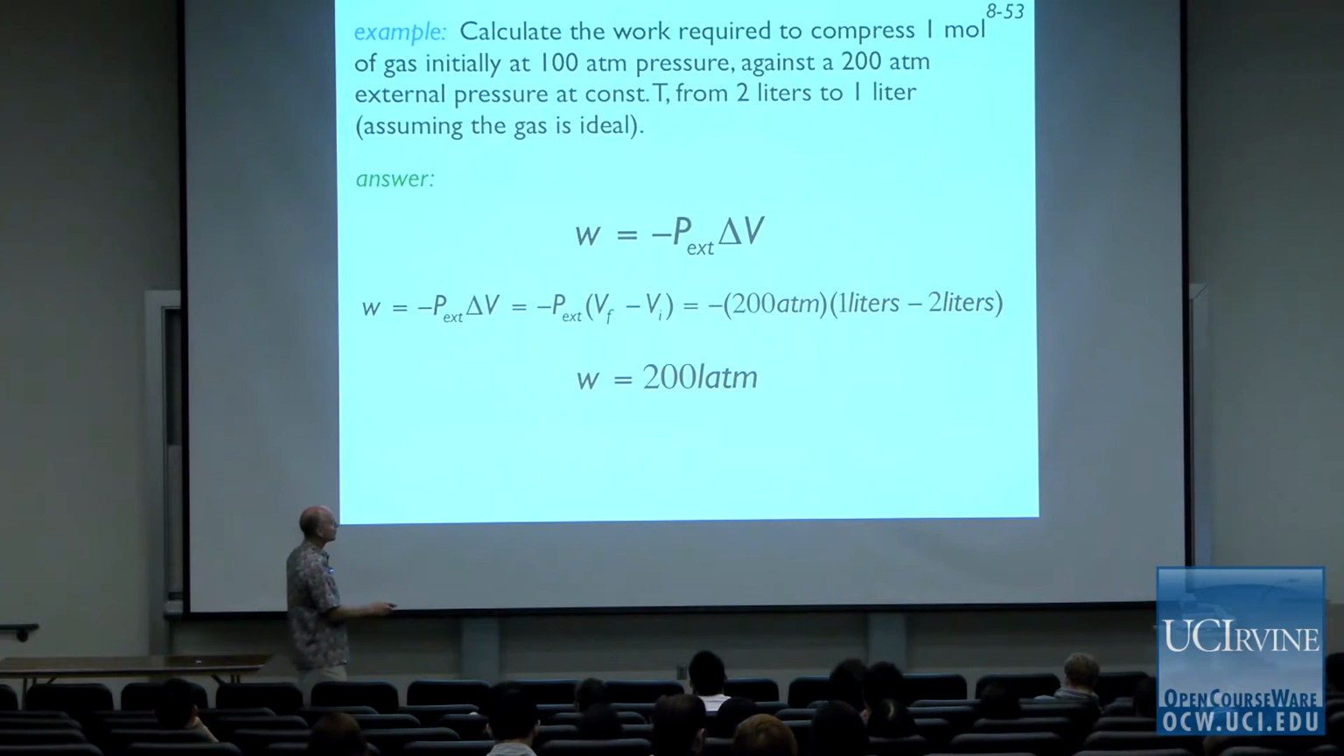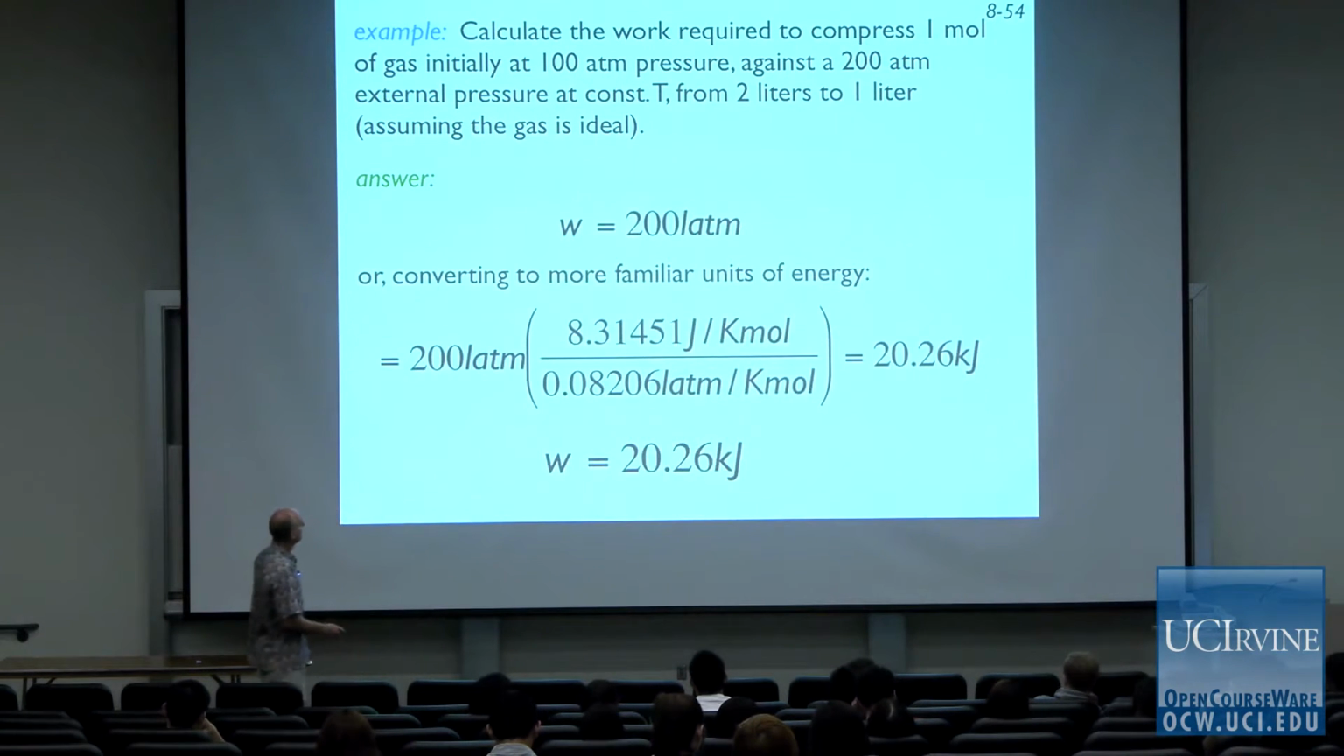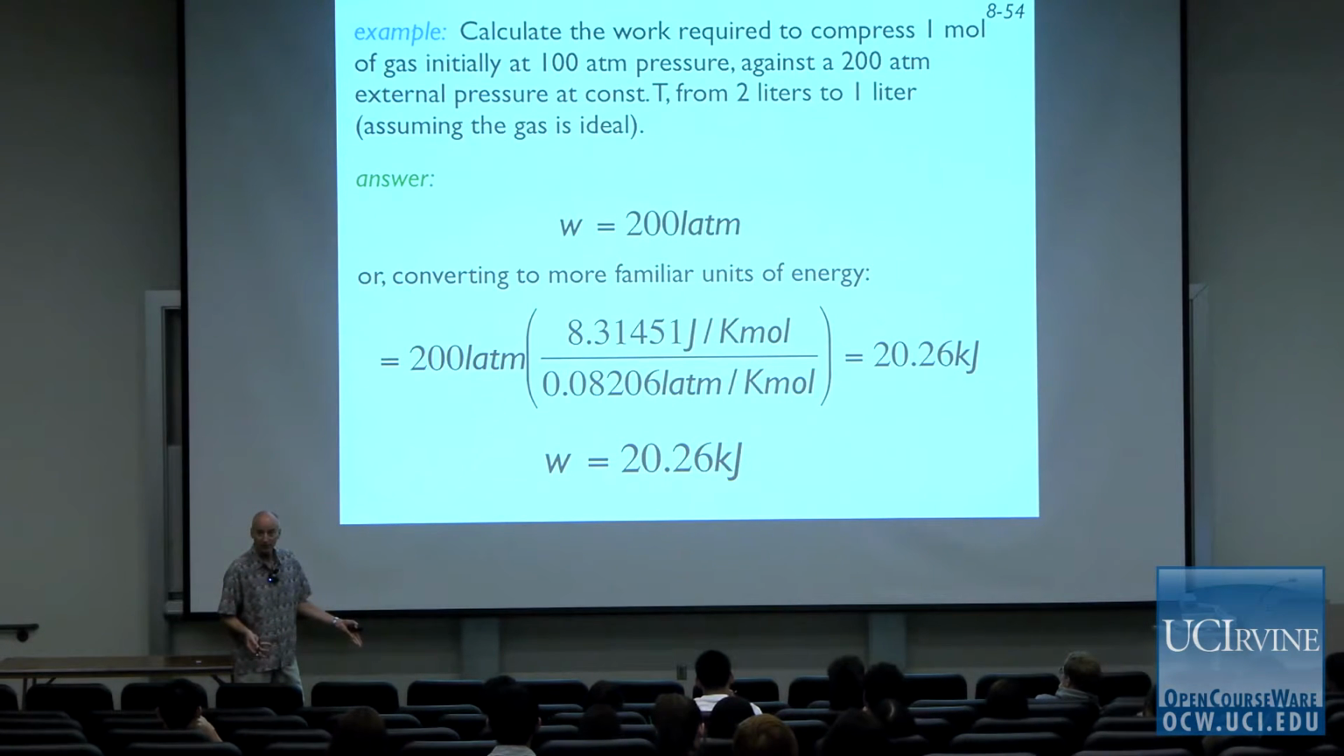Now, these are energy units, but they're not energy units that we want to use too often. We need to convert them into energy units that we care about, like joules. If I take liter atmospheres and multiply by the gas constant, 8.31451, that's one gas constant, and 0.08206, that's another gas constant, the kelvins per mole cancel, and I get joules per liter atmosphere. That's pretty convenient, because we want to convert to joules.